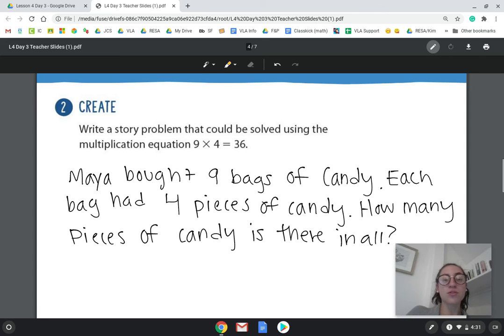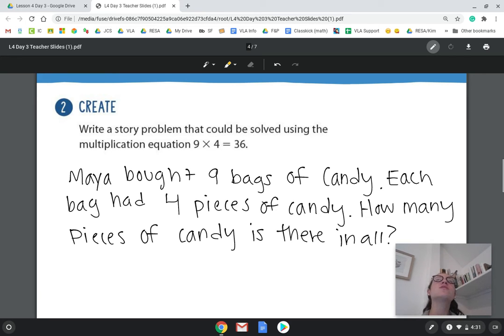All right, friends, so you should have taken a moment to create this story problem. Now, your story will look different than mine. I know that you are not in my brain and I am not in your brain, so we're going to have different kinds of story problems for this problem. So Miss Murphy's story was, Maya bought 9 bags of candy. Each bag had 4 pieces of candy. How many pieces of candy is there in all? So there would be 36 pieces of candy all together.